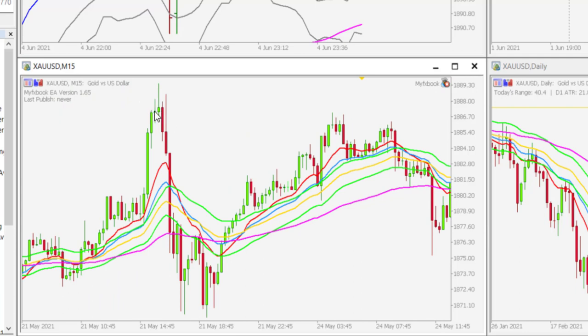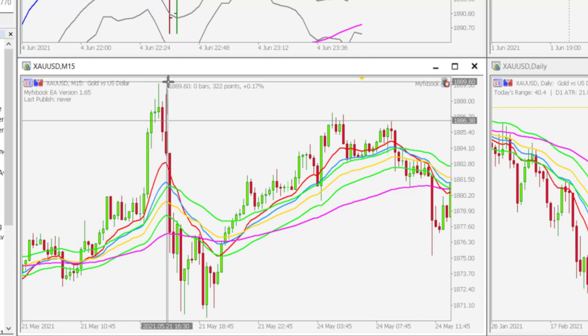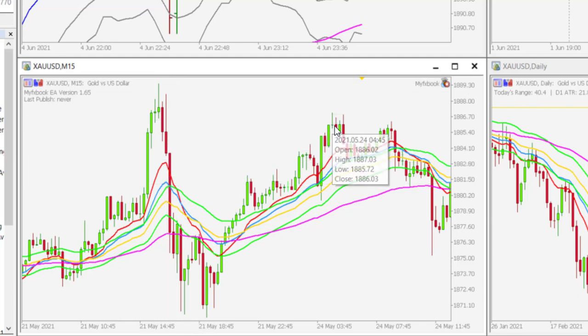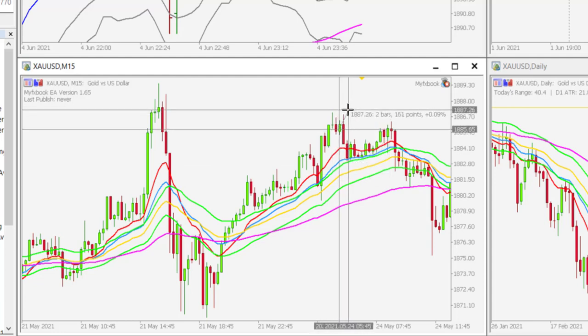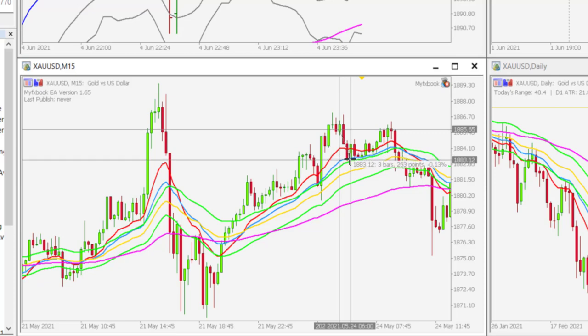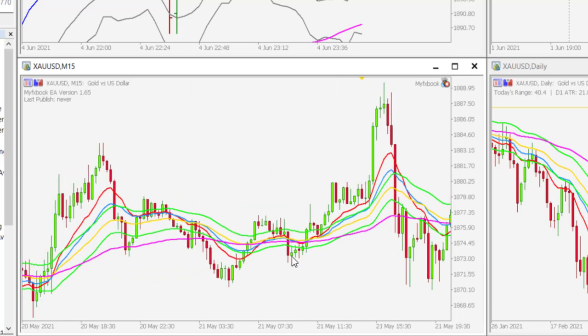Look at that, perfect setup again. Boom, $322, back into the wave, $500. Look at that one, $160, back into the wave, 250. This one is quite close.